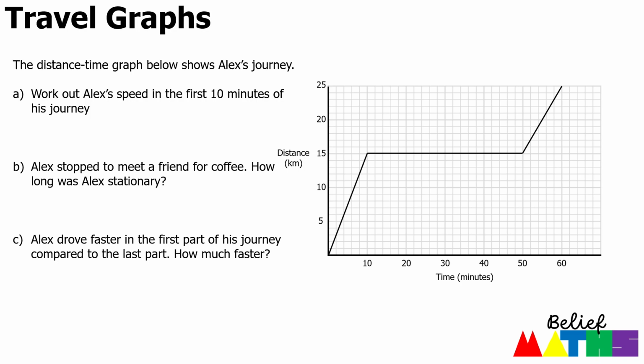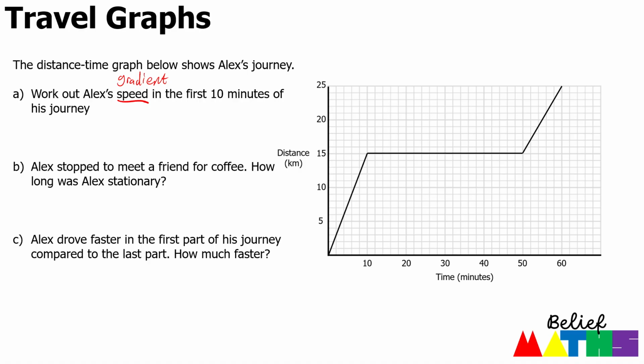The next step we're going to look at is travel graphs. And here you can see we've got a distance time graph, and it asks us to work out the speed in the first 10 minutes of the journey. So the speed in these questions is the gradient of the line. And we know that the gradient is the change in y over the change in x.